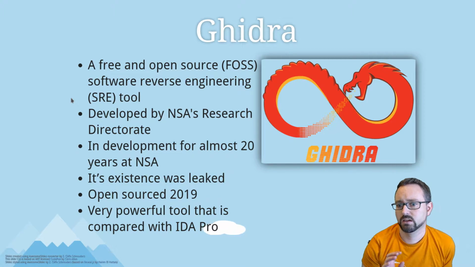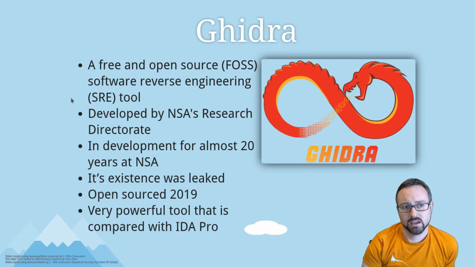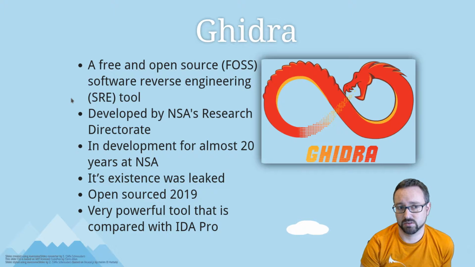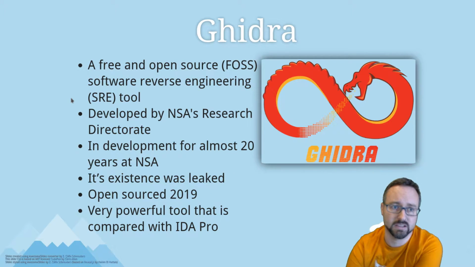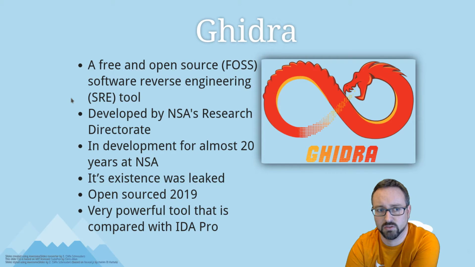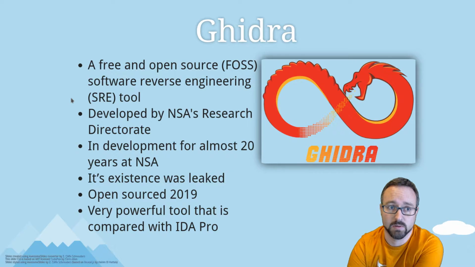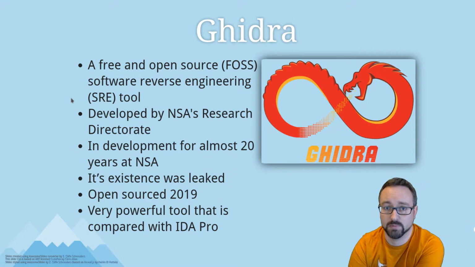So Ghidra was developed by the NSA Research Directorate, and it was developed in secrecy for many years. So almost 20 years it's been under development in the NSA, and the existence of it has been leaked a few times in the past. I think the first we heard about it was through WikiLeaks, and then the Snowden revelations told us a little bit more about it. But we didn't really know that much about this tool until it was open sourced.